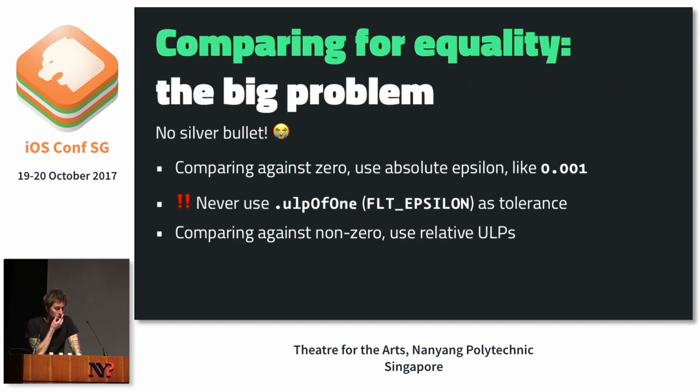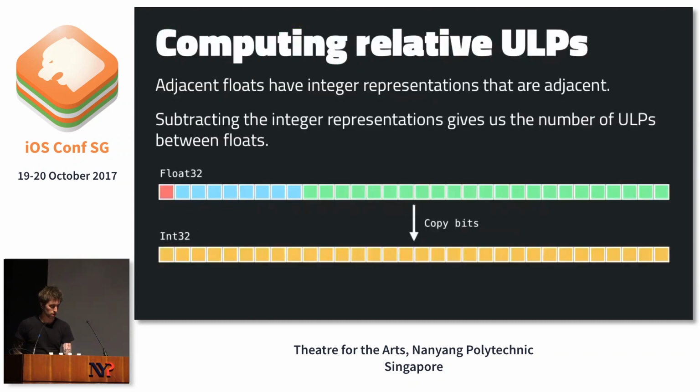This means comparing floating point values is not very straightforward. It's actually quite hard to compare values exactly. There are some rules of thumb for how you're comparing values and what you should use. You never want to use float epsilon or ULP of 1 as a tolerance for a comparison. So just a few more slides here. The best way to do this is to compare the relative ULPs, the relative units in the last place.